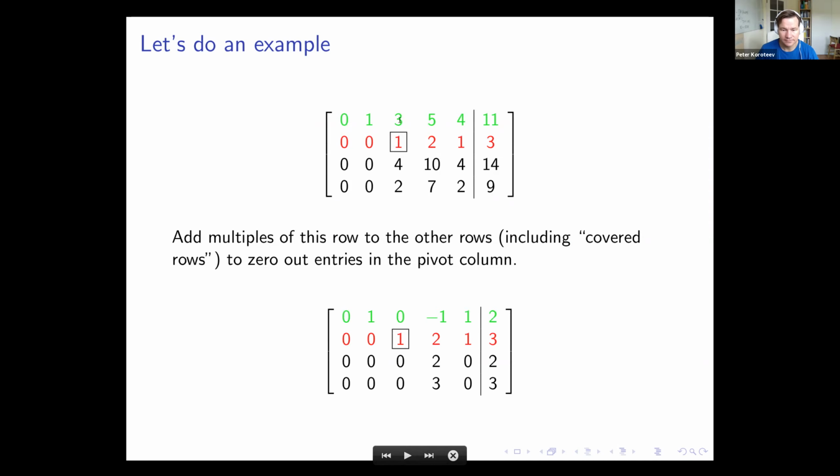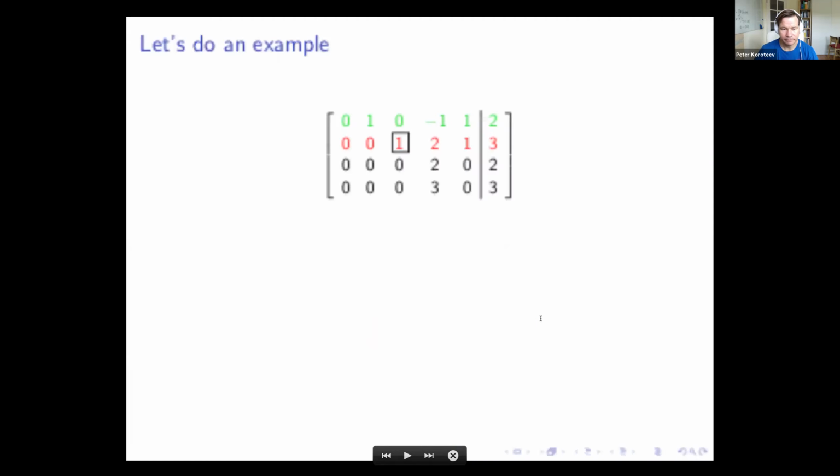So see here that the entries in the 1st row got changed, right? Because we did this addition, but because everything to the left of this one was 0, nothing changed here. So we still have 0, 1, and then the rest was altered. And notice that in this 3rd column, there's only one non-zero element, 1, which is in this 2nd pivot position. Okay, so that's step 2.